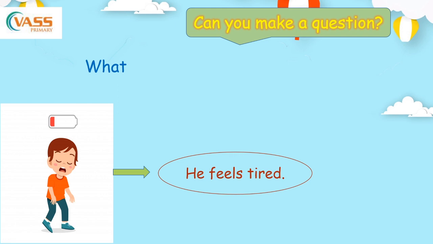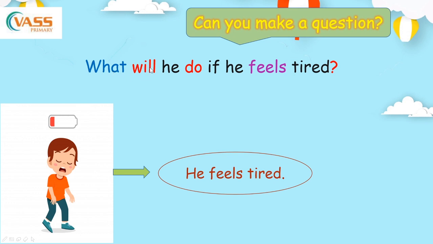Did you manage to make a question? Well done. Great try. Okay, let's look at an example answer. What will he do if he feels tired? Well done. So we begin with the question word. So we begin with the main clause, which will be in future tense. If we begin with our question word, we will have will. What will he do? He, the boy. What will he do? And then we go on to our if clause. If he feels tired. If he feels tired, what will he do? Great job.